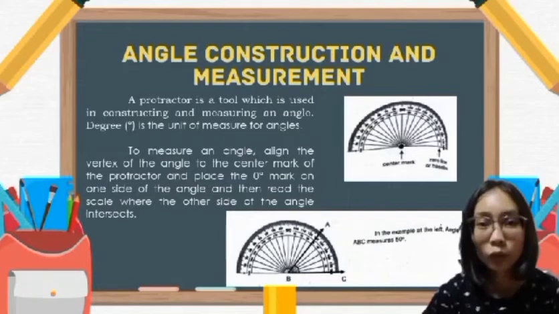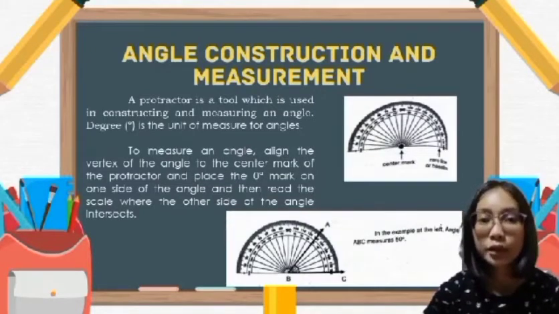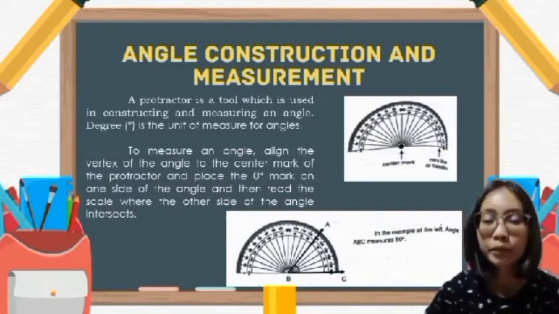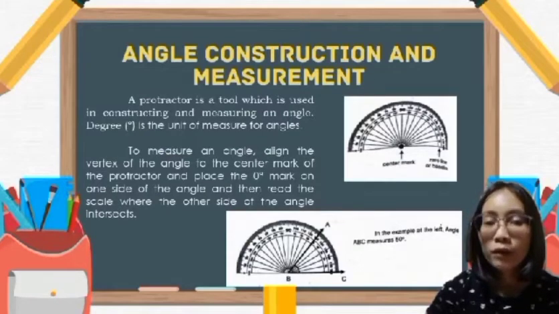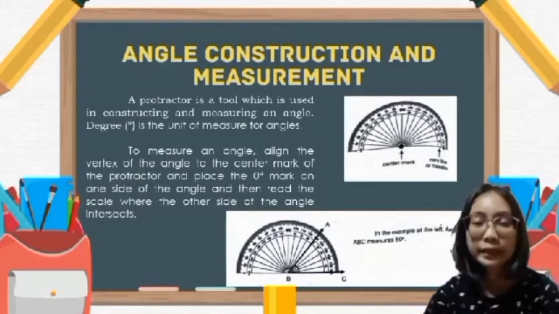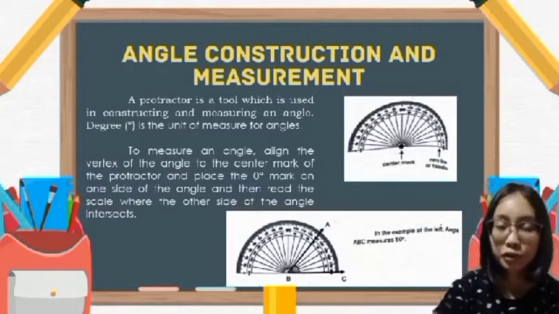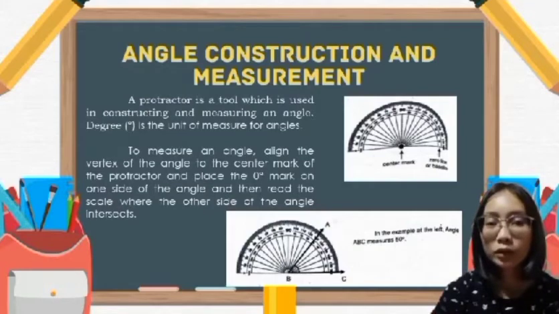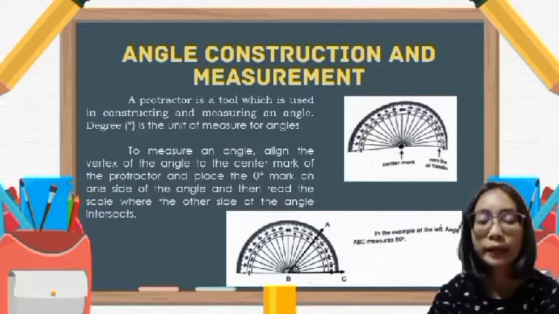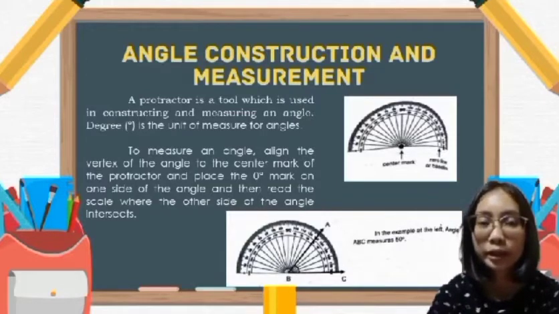A protractor is a tool which is used in constructing and measuring an angle. Degree is the unit of measure for angles, which means that a simple protractor is a simple measuring instrument that is used to measure angles. A common protractor is in the shape of a semicircle with an inner scale and an outer scale and with markings from 0 degrees to 180 degrees on it.